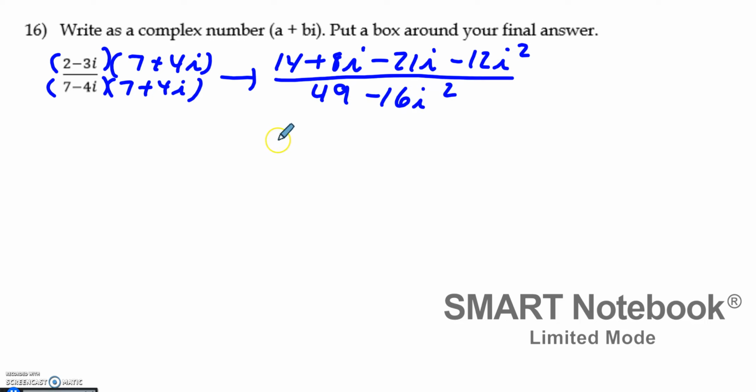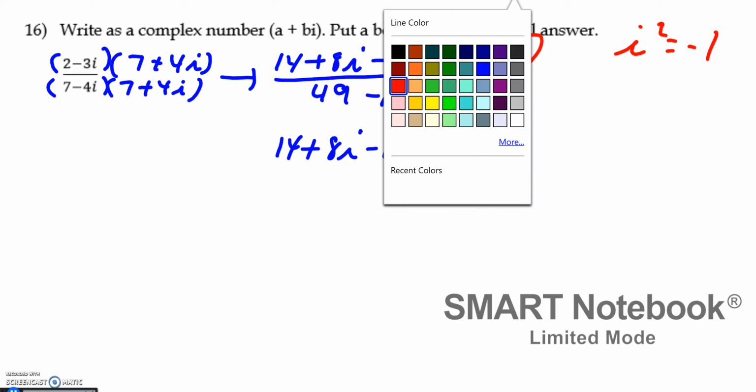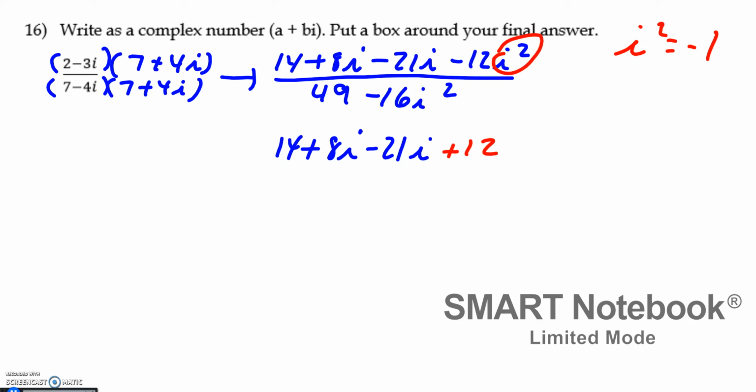So if I simplify a bit, we'd have 14 plus 8i minus 21i. Remember that i squared is really negative 1. So if this is replaced with negative 1, this really becomes a plus 12. And in the denominator here, we would have 49. And then again, we have i squared. So this becomes plus 16.